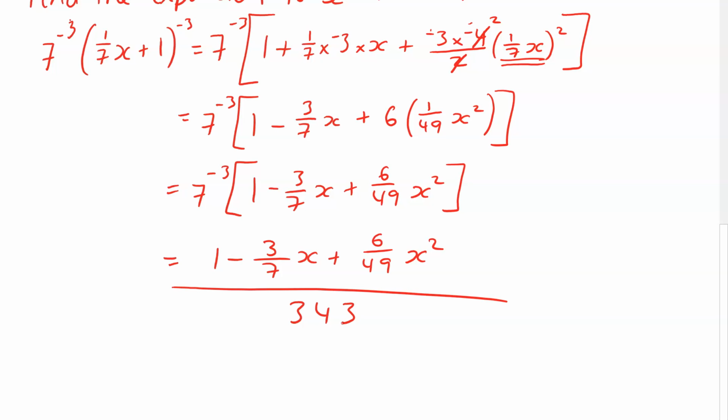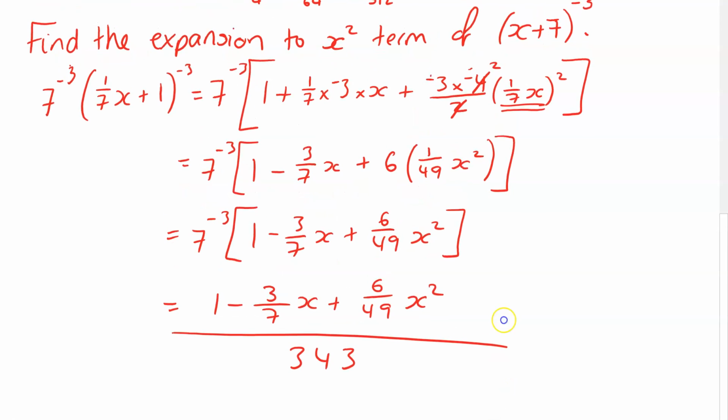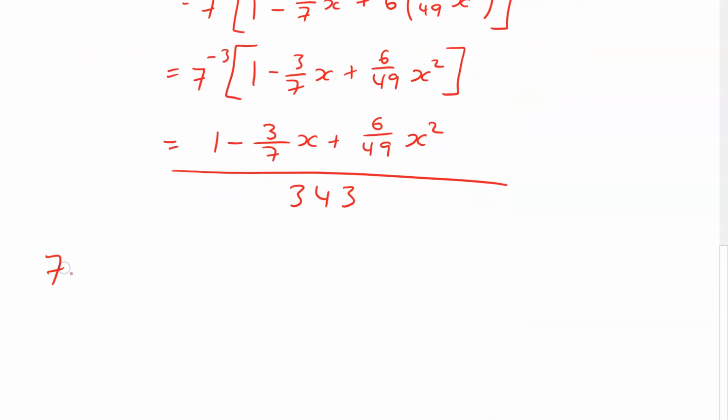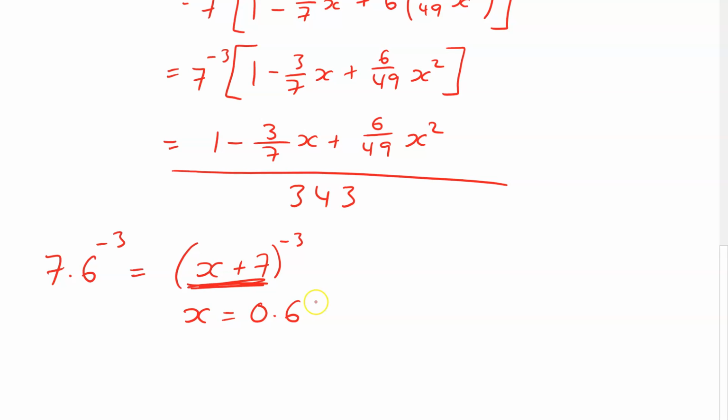So the last thing they could do is ask you to estimate something. So say estimate 7.6 to the power of minus 3. Well, you know you've just expanded x plus 7 to the power of minus 3. So x must be 0.6 to make that bracket 7.6, and you sub that into there.